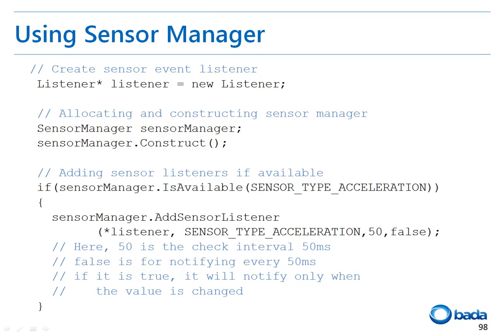The third parameter, 50, indicates that the listener function should be called every 50 milliseconds to notify the state of the device. Finally, the parameter false defines whether to call the listener function every 50 milliseconds unconditionally, or only when the value retrieved from the device is different from the previous value. If this parameter is false, the listener function will be called unconditionally every 50 milliseconds. Otherwise, the listener function will only be called when the value of the device has changed. Then, I added the magnetic sensor.